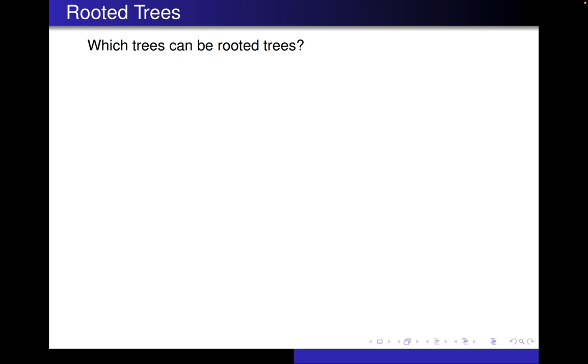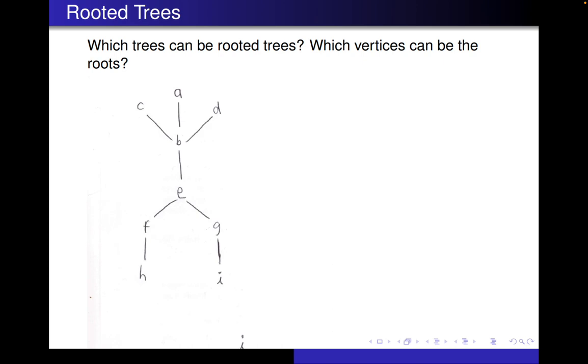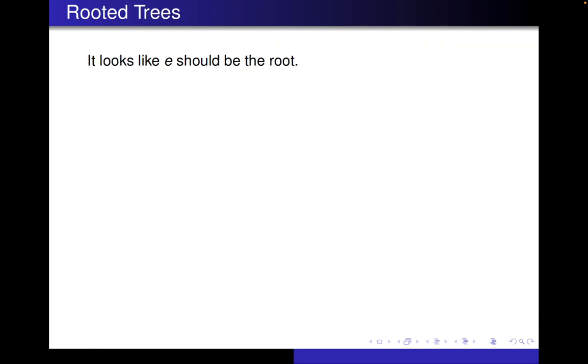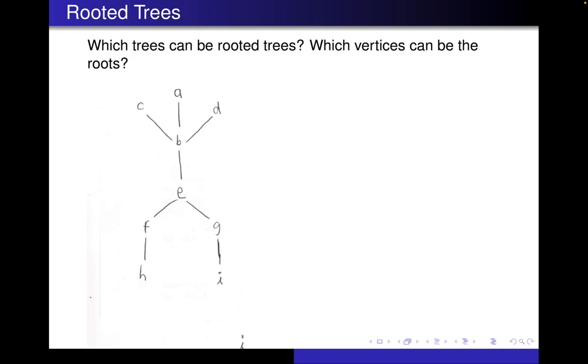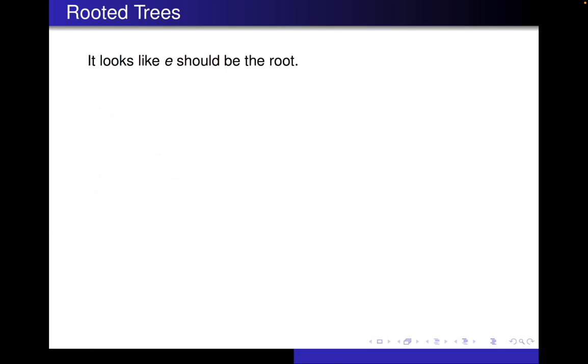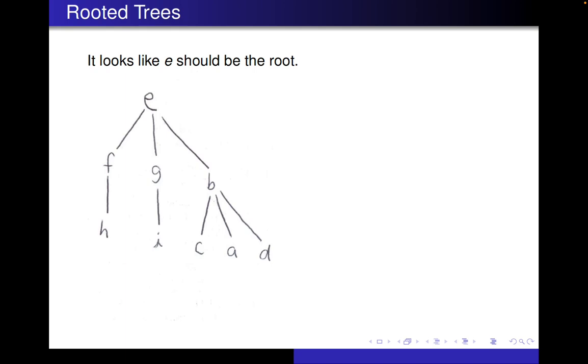So a natural question is, out of all the trees in the world, which trees can possibly be rooted trees? And also within those rooted trees, which vertices are allowed to be the roots? So if I give you a random tree like this one, it looks like maybe E in the middle there should be the root, and it looks perfectly fine, right? So if we take E to be the top vertex, we can organize the rest of the vertices into generations. It looks like a rooted tree just fine.